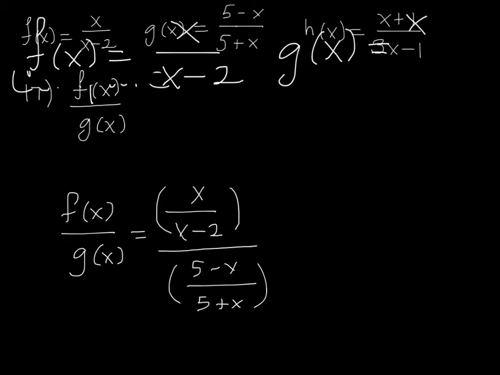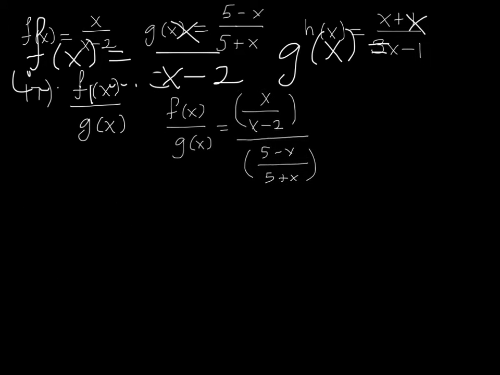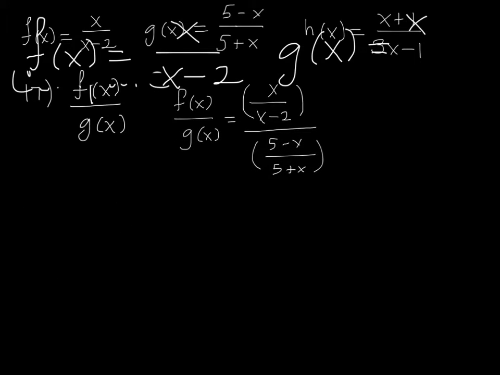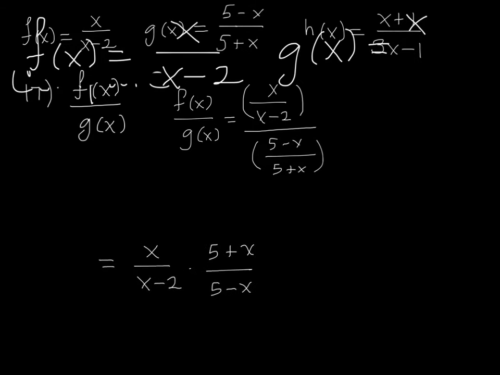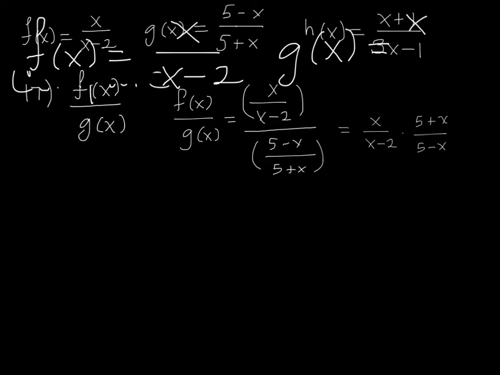And this works the same as when dividing two fractions. You're going to multiply by the reciprocal. So this is x over x minus 2, and we're going to multiply that by 5 plus x over 5 minus x. Notice I flip the denominator and I change the division to multiplication. Now this is just like last problem. All I have to do is carry out the multiplication.